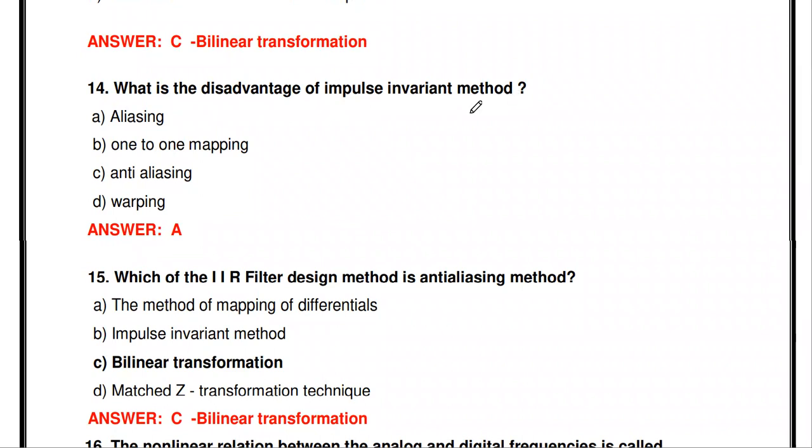So what is the disadvantage in the impulse invariant method? It's the aliasing problem. Aliasing happens in the impulse invariant method.